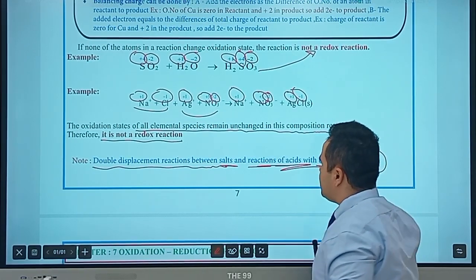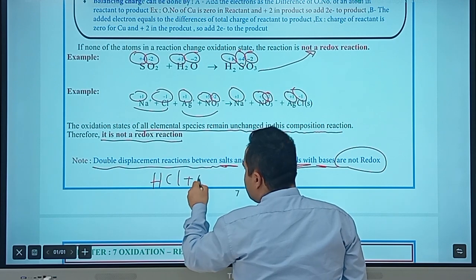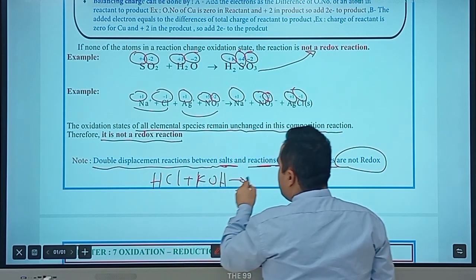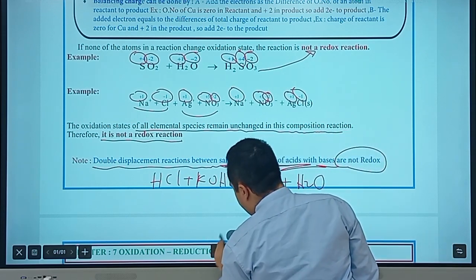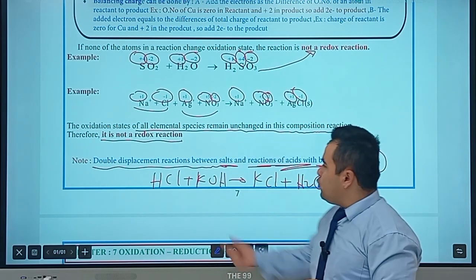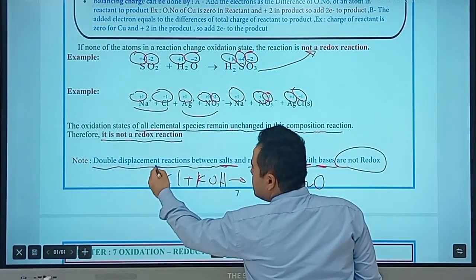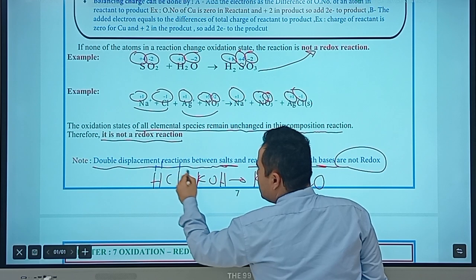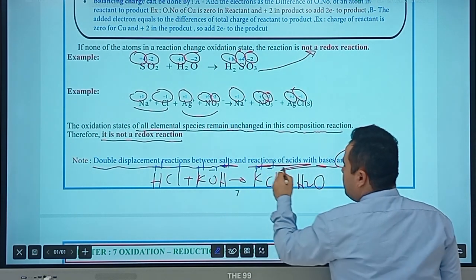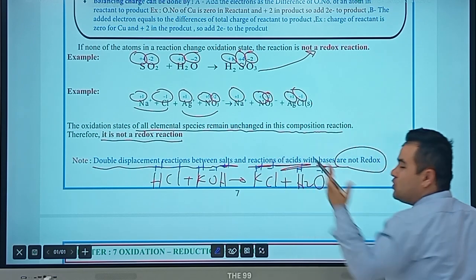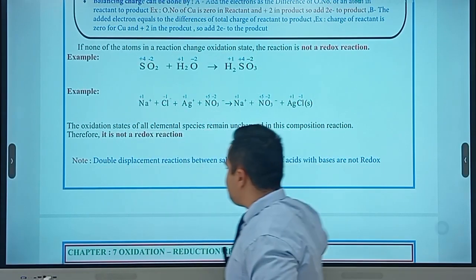And for the reaction between acids and bases, let me provide an example, guys. HCl plus KOH produces KCl plus H2O. Have a look at this example. We said neutralization between acids and bases is not redox. The oxidation numbers: H is +1, Cl -1, K +1, O -2, H +1. On the product side, K +1, Cl -1, H +1, O -2. There is no change in the oxidation number. That's why this is not a redox reaction.